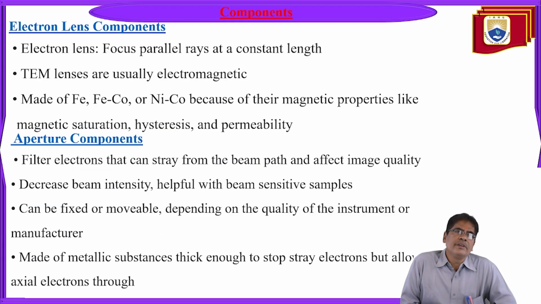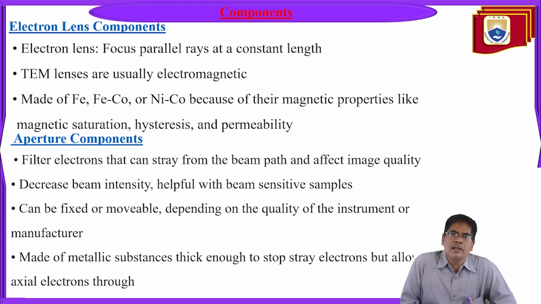Components. So we have electron lens components. Electron lenses focus parallel rays at a constant focal length, and transmission electron microscope lenses are usually electromagnetic, made of iron cobalt or nickel cobalt because of their magnetic properties like magnetic saturation, hysteresis, and permeability.